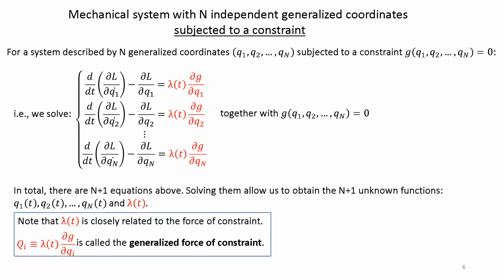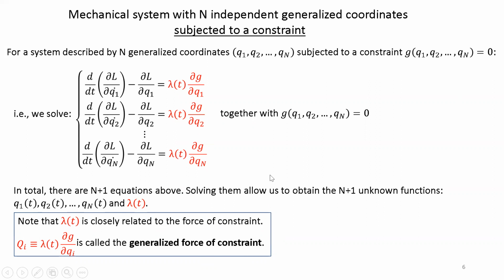And you might guess that if this is x, y, z, this generalized force actually means the force along x, y, z. But if these are theta, such as an angle, then this generalized force of constraint no longer has the unit of force. Instead, it has a unit of torque.